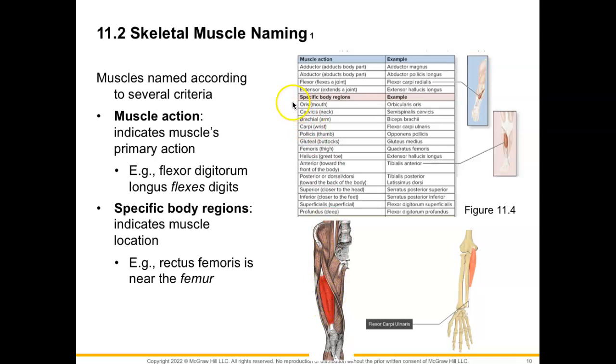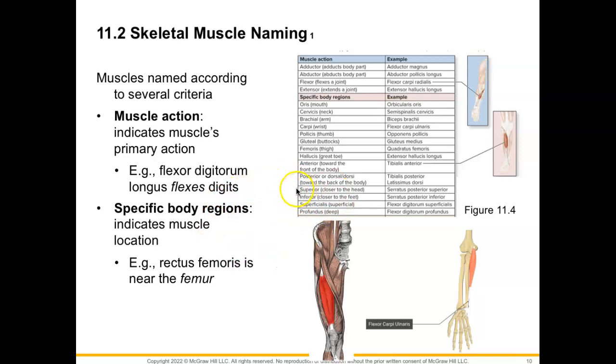We have some other terms listed here for you. Oris referring to mouth, cervicis referring to the neck, brachial referring to the arm, carpi always refers to the wrist, pollicis refers to the thumb, gluteal refers to the buttocks, femoris refers to the thigh, hallucis is the great toe or the big toe, anterior is going to mean closer to the front of the body, posterior or dorsal or dorsi is referring to the back of the body.